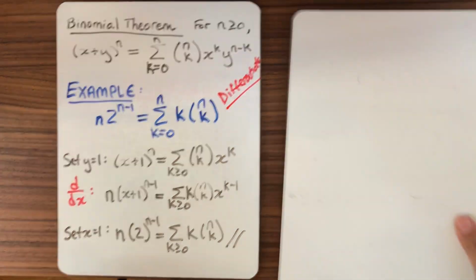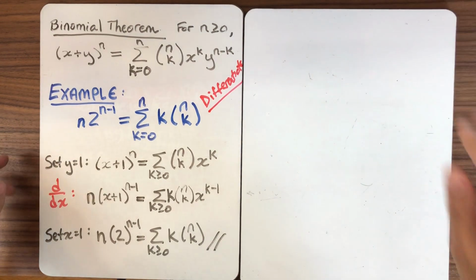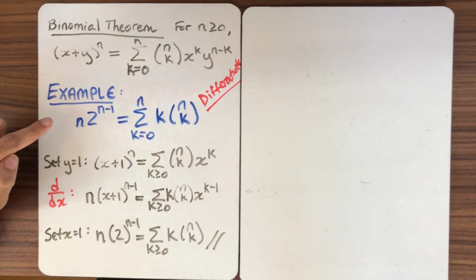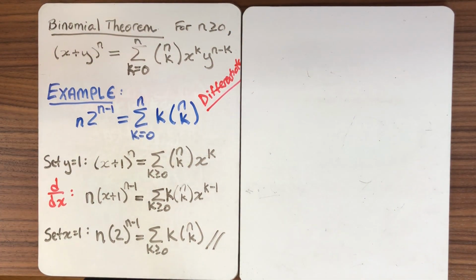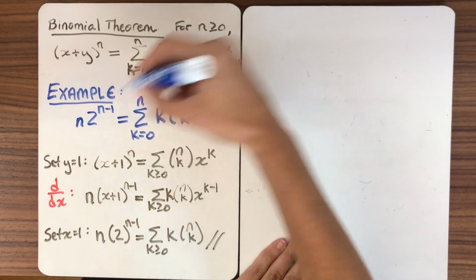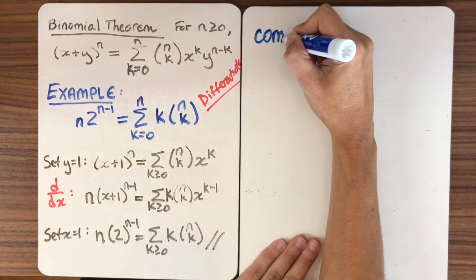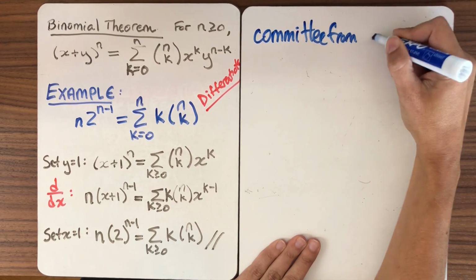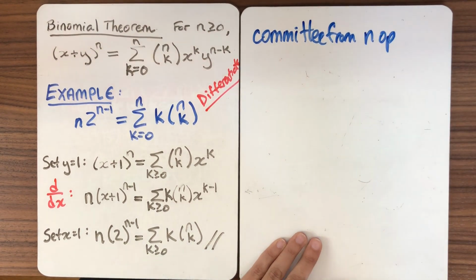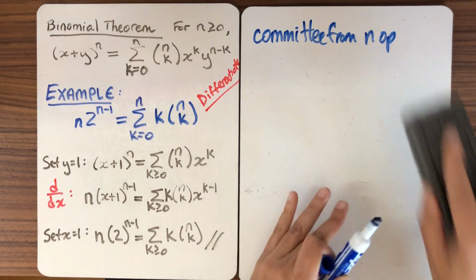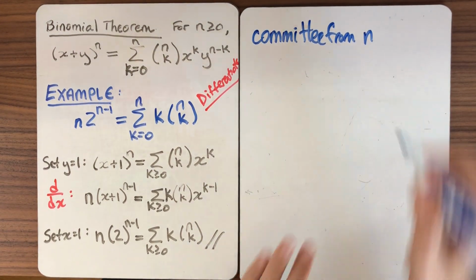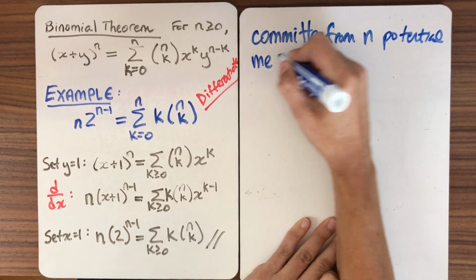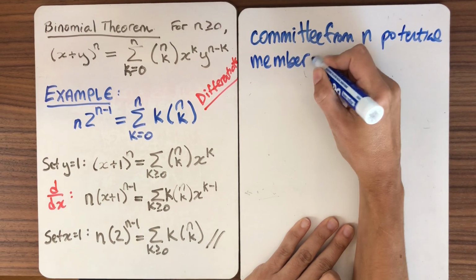Now let's talk about how we could do a combinatorial proof of the same statement. So we have this statement, and I want to think about it in terms of a committee. I've got my n there as my pool of applicants. So I want a committee from n potential members. That's my standard thing to have.